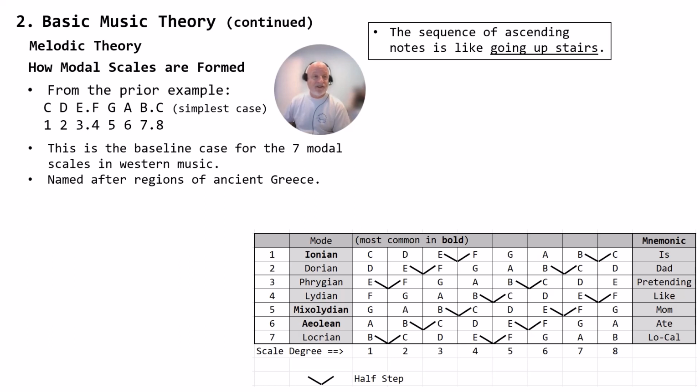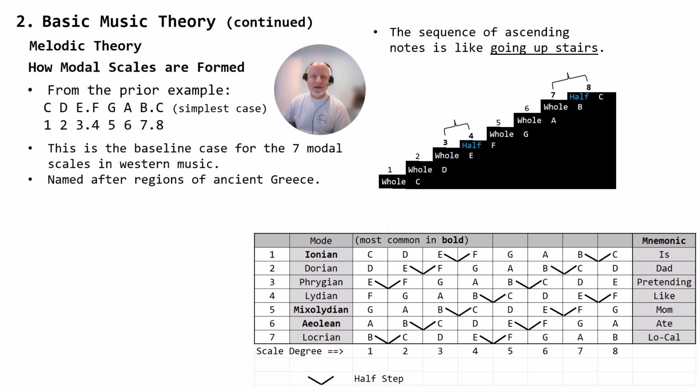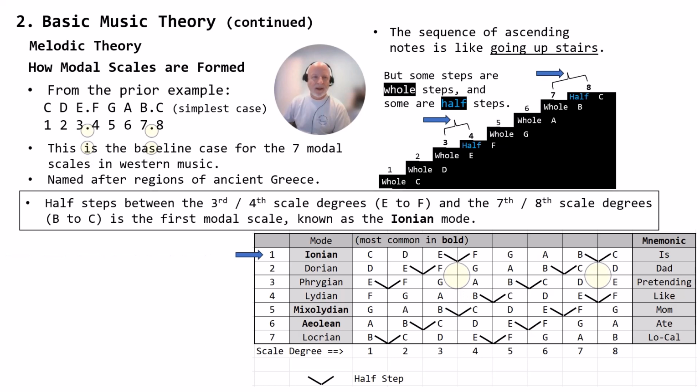So the sequence of these notes, as you might have imagined, is kind of like going upstairs. Here's a little diagram of some stairs, but you can see some of the steps are whole steps and some are half steps. So it's just reinforcing this notion here, and you can see that here we are in the C Ionian. We've got a half step between the 3rd and 4th and the 7th and the 8th, and they happen naturally there because there are no sharps, right? Those half steps just occur naturally.